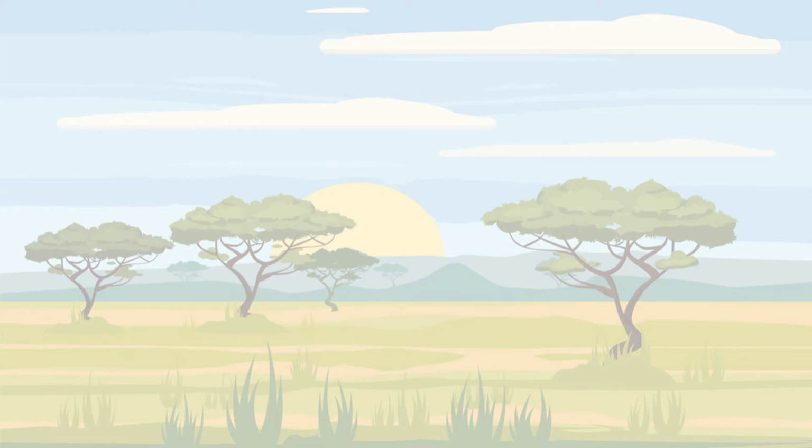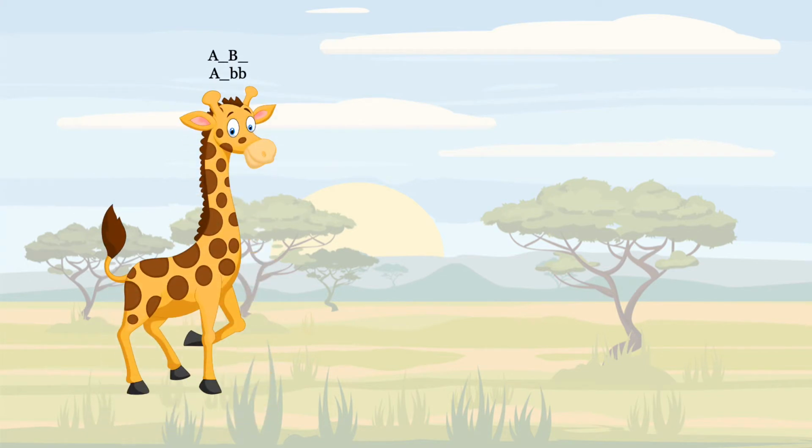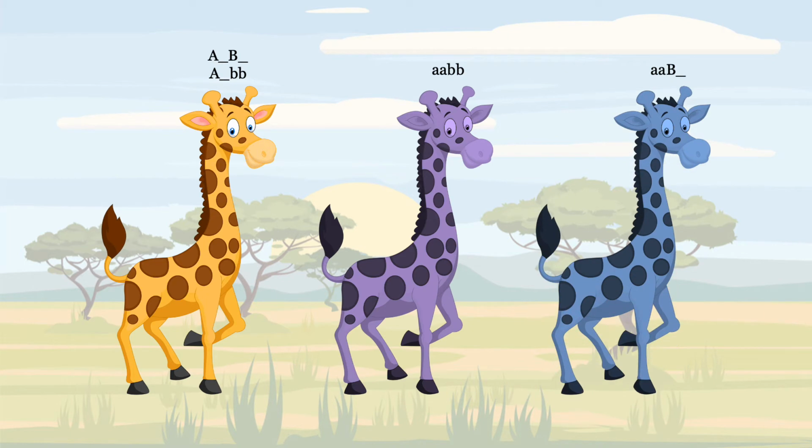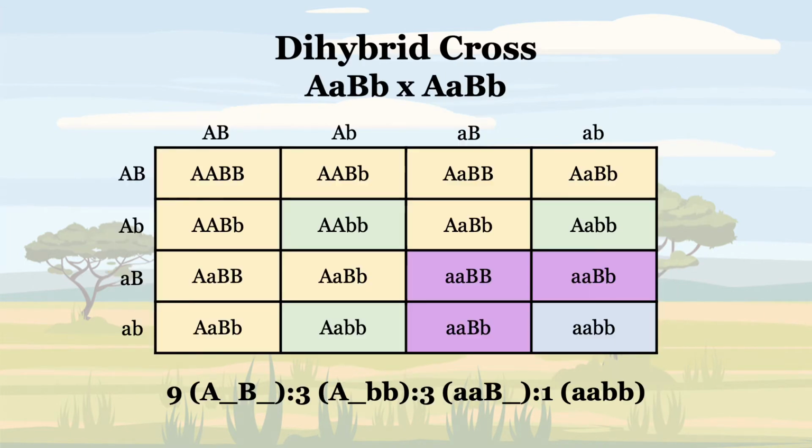There are three different phenotypes of giraffes found on the land. The first is the typical yellow giraffe, the second is the purple giraffe, and the third is the blue giraffe. If we cross two hybrid giraffes, we expect to get these genotypes in the offspring with a phenotypic ratio of 9:3:3:1. However, when two of these heterozygous giraffes mate, a different phenotype ratio results.